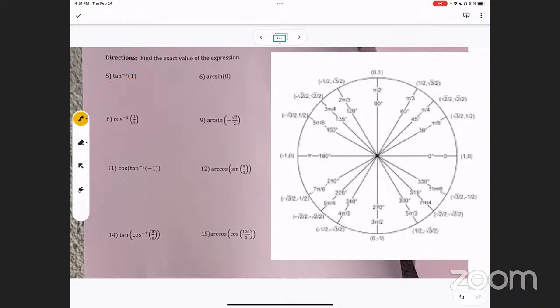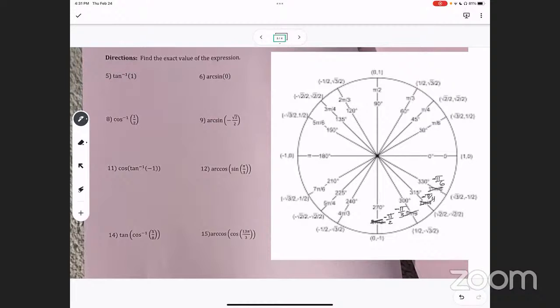Well, the tangent is only defined. I'm going to show you this on my unit circle over here. Look at the unit circle to the right. I'm going to look at the bottom. Instead of 3 pi over 2, I'm calling it negative pi over 2, right? And this is negative pi over 4. This is negative pi over 6. This is negative pi over 3.